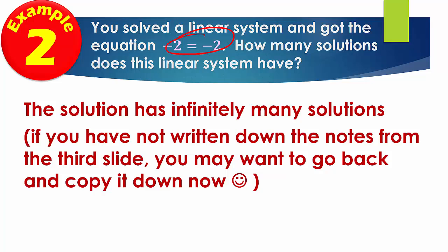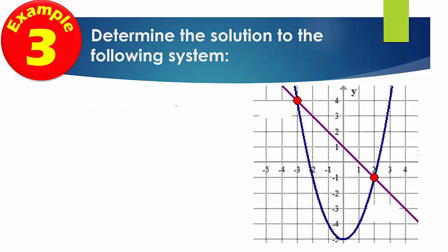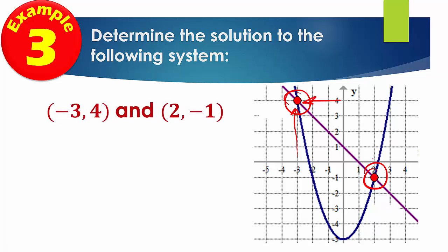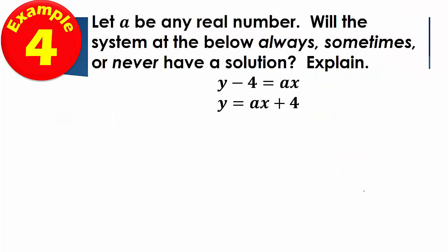Next example, we want to determine the solution or solutions to the following system. So remember, solutions are where your graphs intersect. In this case, it intersects in two places, so they are both solutions. So all you need to do is look and see where those points of intersection are. We have -3, +4, and 2, -1. Those are your points. So you're just looking for where the graphs intersect.